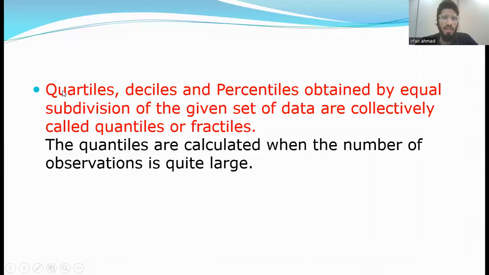Quartiles, deciles and percentiles obtained by equal subdivision of a given data set are collectively called quantiles or fractiles. Mostly quantiles and fractiles are used for large sample sizes or large data, because they are very good for large data. We use quantiles rather than deciles, quartiles or percentiles separately. That's why we use quantiles combined.